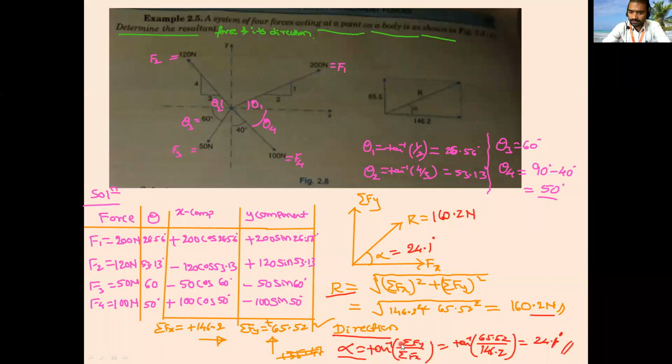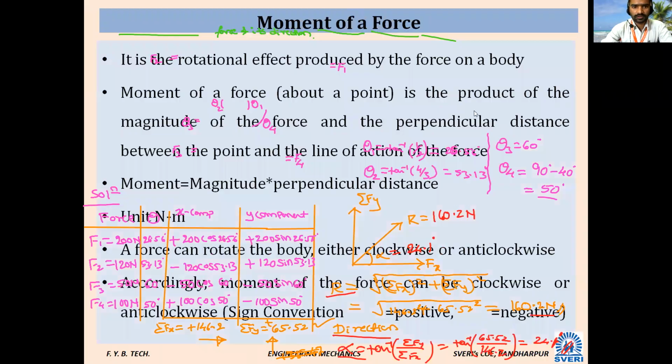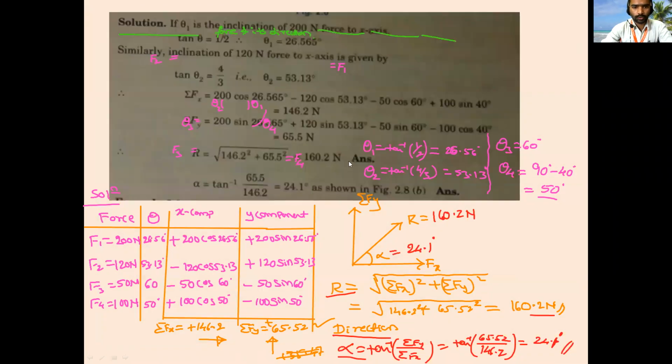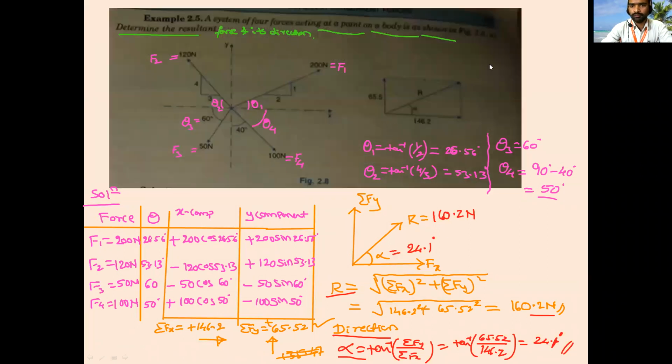That is tan inverse of sigma fy upon sigma fx. So tan inverse of this answer, you will get 24.1. Finally, you have to write the R value and alpha value. Is it clear, everyone? Yes, sir. Is there any doubt? Has it become clear to everyone? Yes. Okay. See, in this problem, 24.1 degree and 160.2 are the correct answers. Matching answers.